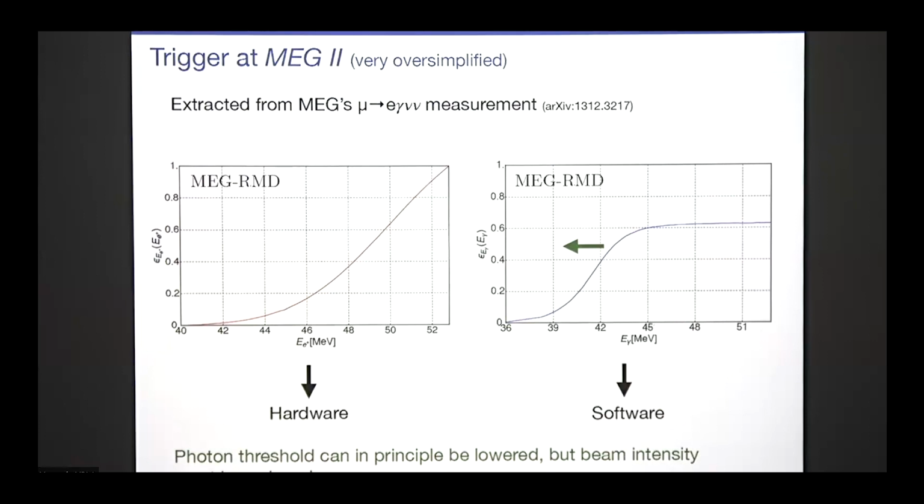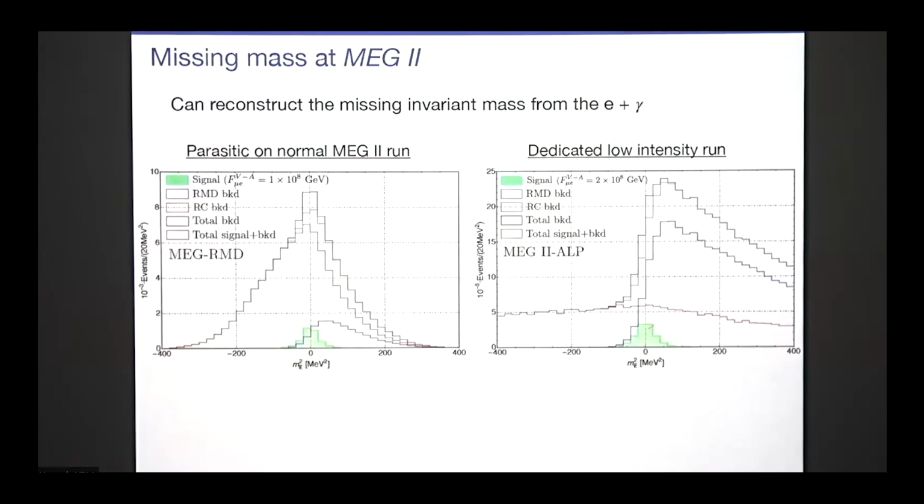So then the question is, how much do I have to lower this threshold, how does the signal efficiency scale with a lower threshold, and is it actually worth doing, or is this not experimentally viable? This is what I'm trying to show here. These plots are a little complicated, so let me walk you through it. We're reconstructing missing mass with the electron and the photon, and this is what happens if you do it parasitically on a MEG2 run.